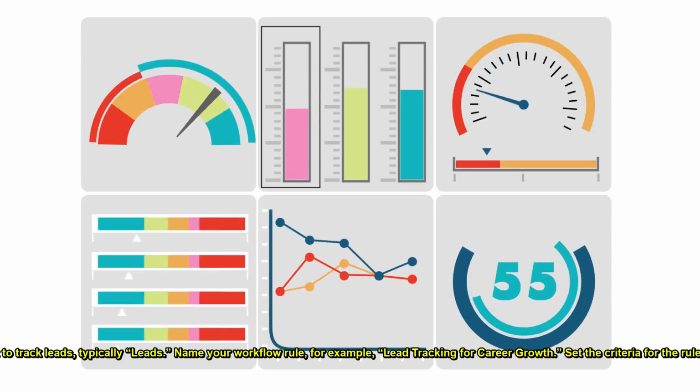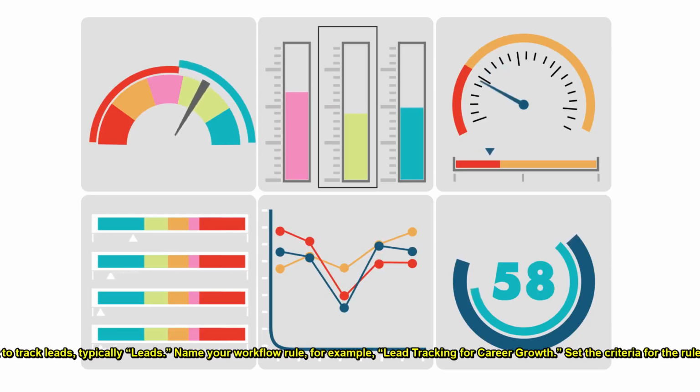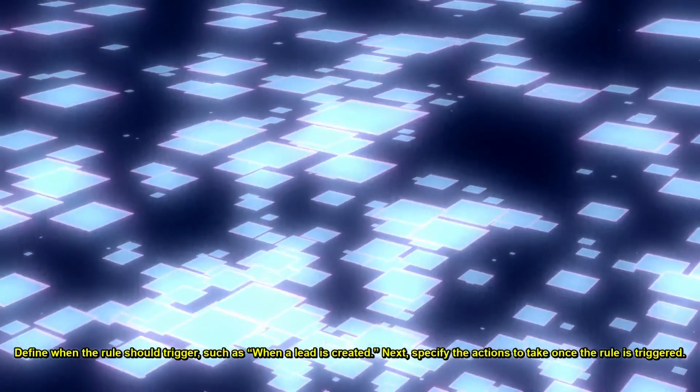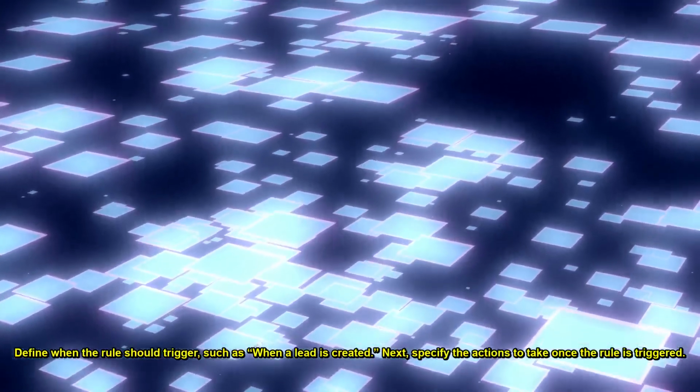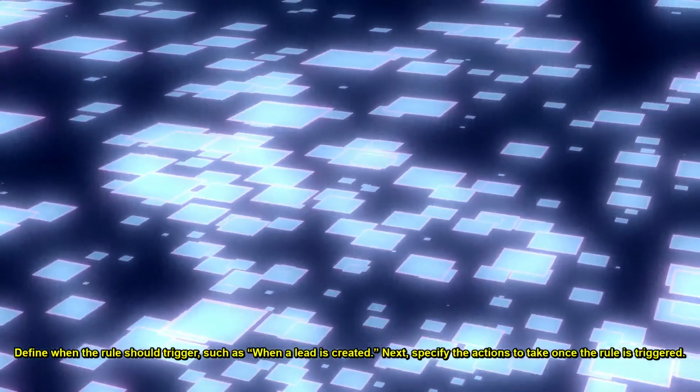Name your workflow rule, for example, lead tracking for career growth. Set the criteria for the rule based on your lead tracking needs. Define when the rule should trigger, such as when a lead is created. Next, specify the actions to take once the rule is triggered.